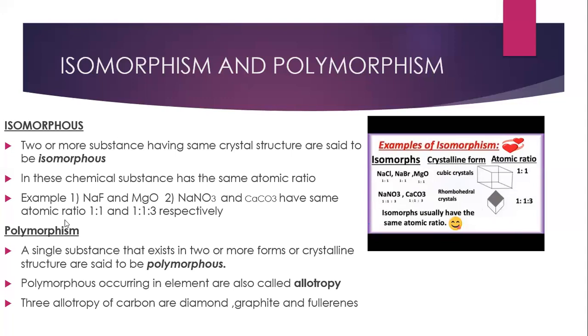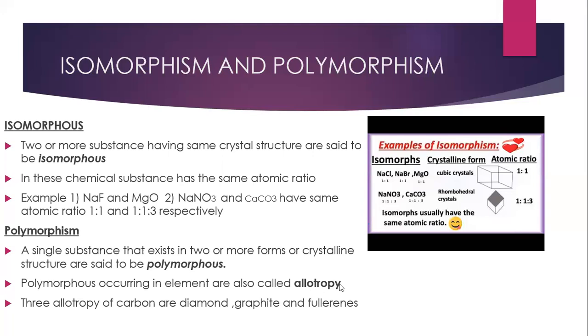Next one is polymorphous. Now, what is meant by poly? Poly means many. Morphism or morphous means form or structure. Polymorphism means many structures or many forms. So here a single substance that exists in two or more forms or crystalline structures is said to be polymorphous. The best example is the allotropes of carbon. Generally, all polymorphous occurring elements show allotropic phenomena.